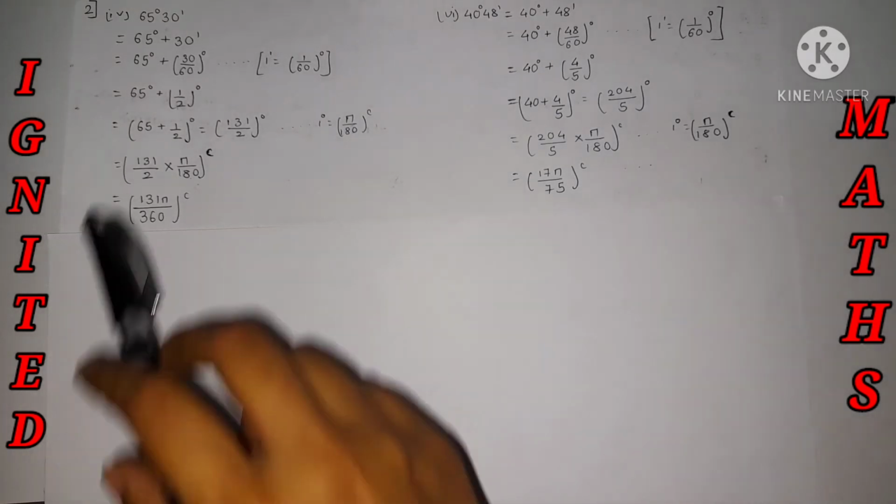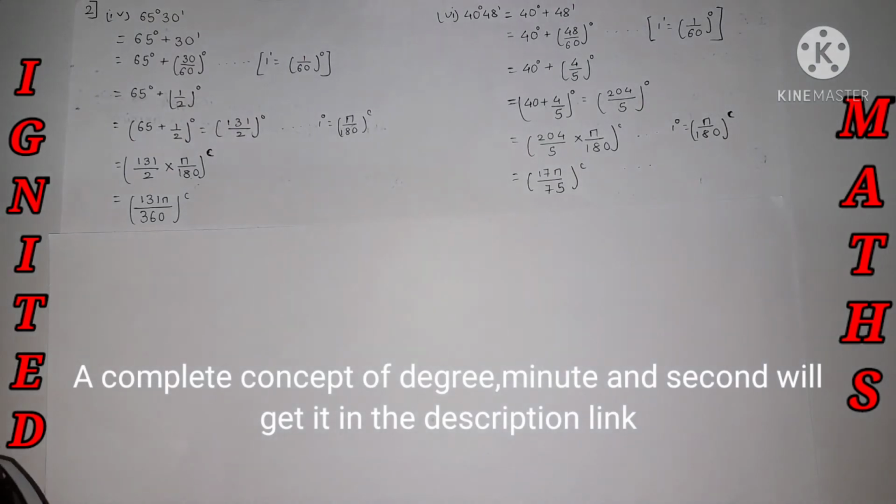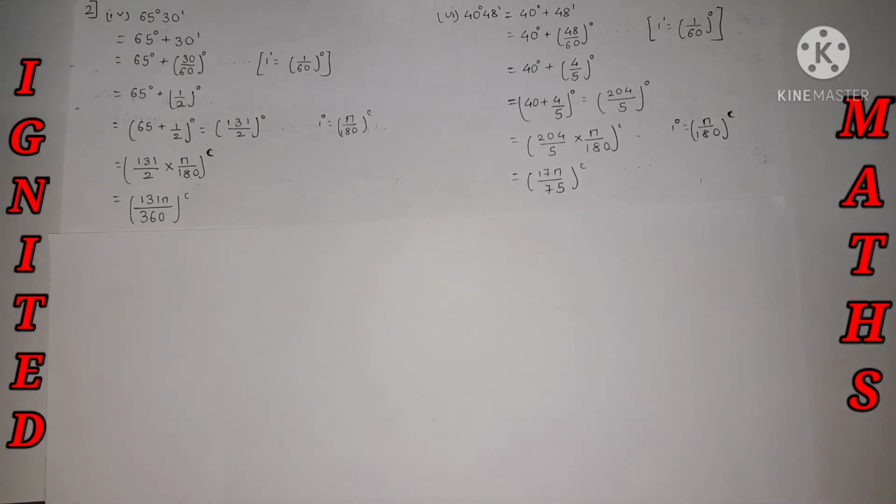Examples. In the question they have given degree, minute, second, and we need to convert into radian. Yes, so what we will do is convert the second into minute and minute into degree, and then degree into radian. This is how the complete procedure starts off.